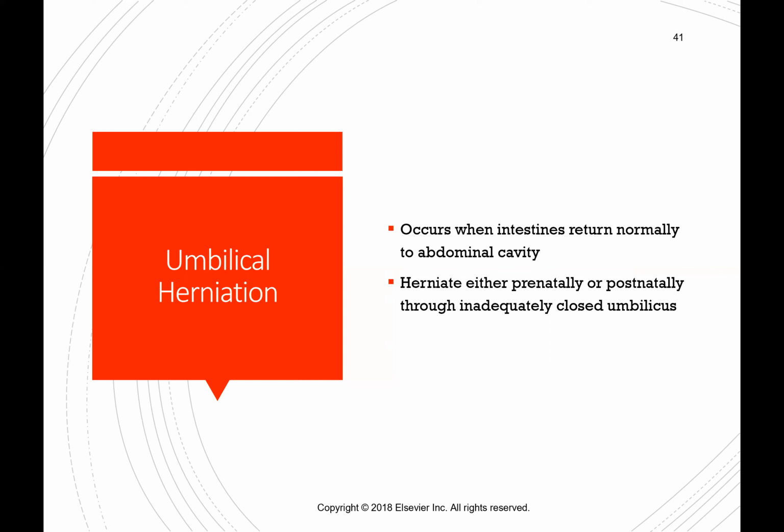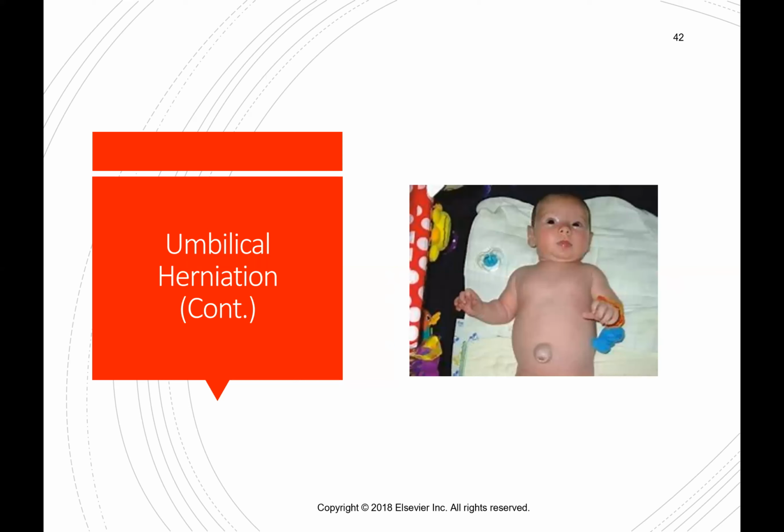Umbilical herniation is a little bit different because it occurs when the intestines return normally to the abdominal cavity and then herniate either prenatally or postnatally through an inadequately closed umbilicus. And this is one image of that. So it's not as severe as the other ones that we've seen.